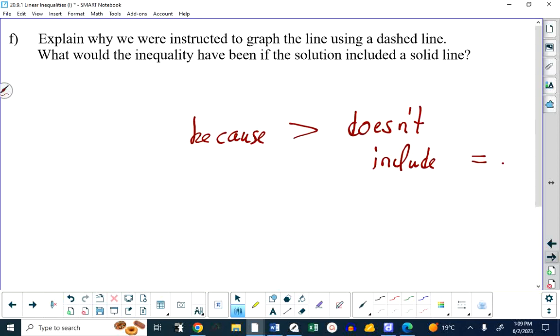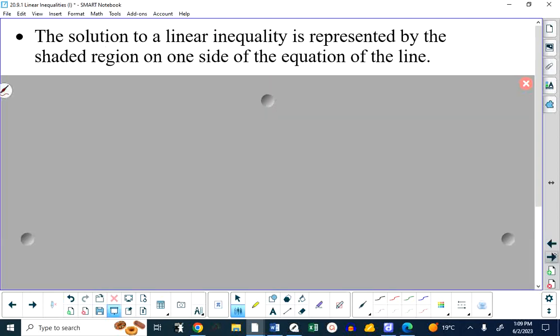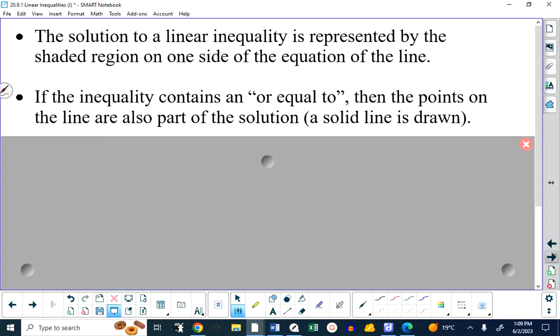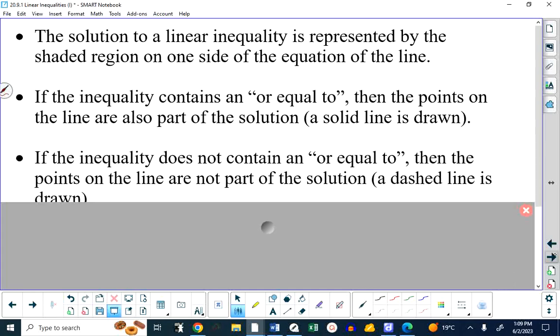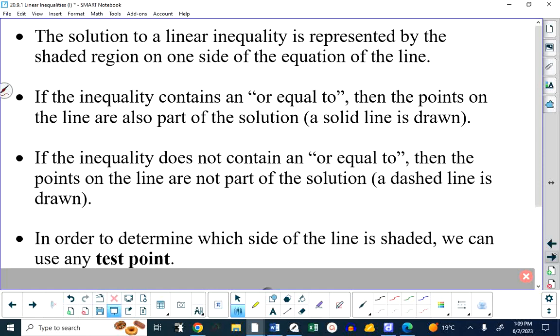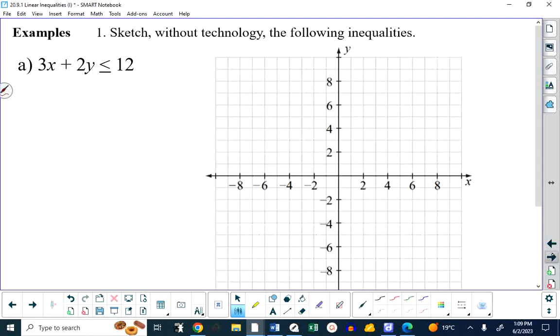There's a shortcut here. There's a couple of ways we can decide which side to shade, and we're going to look at both methods. I'm just going over what's in your notes. The solution to a linear inequality is represented by a shaded region either above or below the line. If the inequality contains or equal to as part of it, then we want a solid line. If it does not, we want a dotted line or dashed. And in order to determine which side you shade, you simply use a test point. And that's what we're going to learn here.